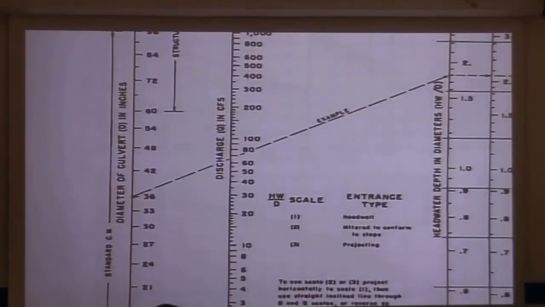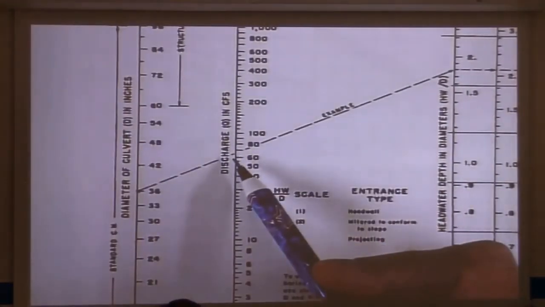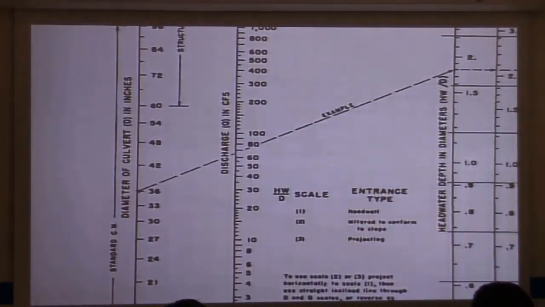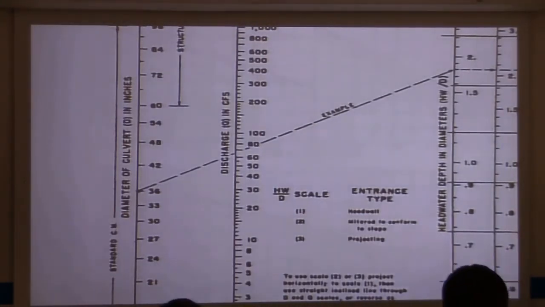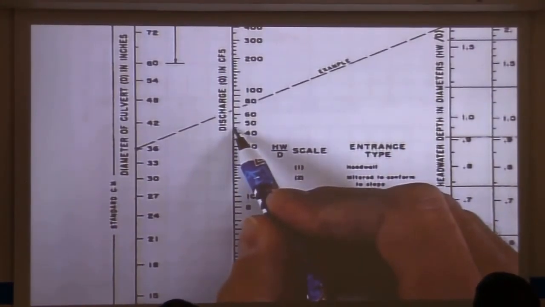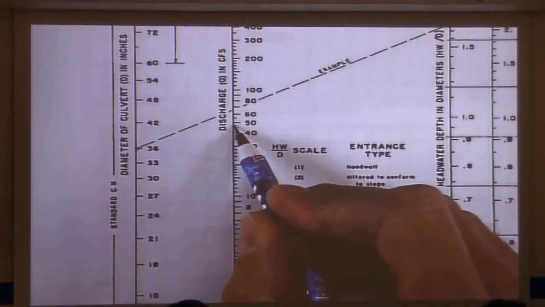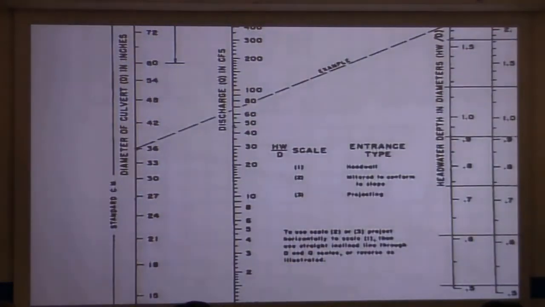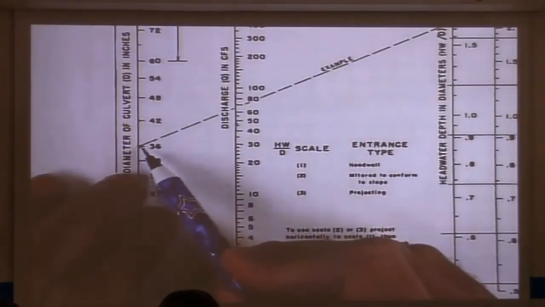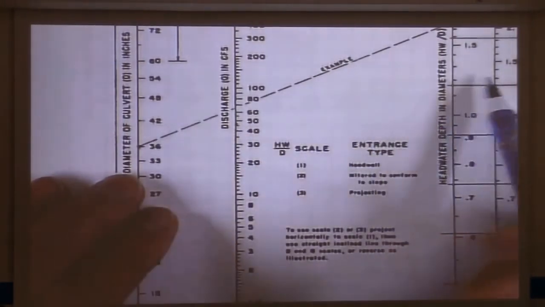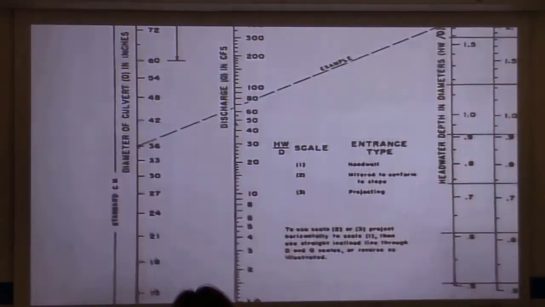You move over to the right, and the next line is discharge per barrel in CFS, and we said we have 46.5 CFS in each barrel. So I'm going to put a tick mark right above 45, about right there. All right. Now the next thing we need to do is draw a line from our 36 inches through our 46.5 to one of these three lines over here on the right.